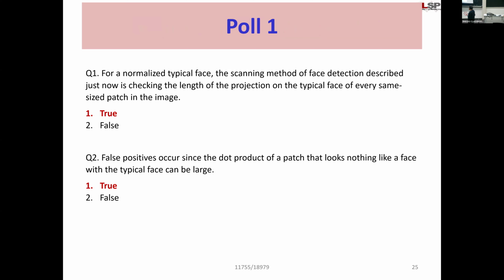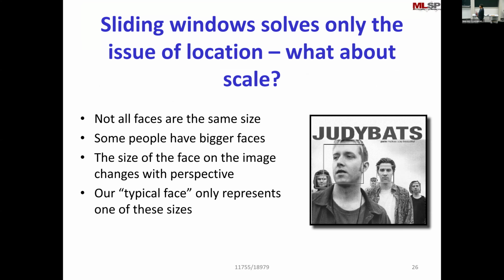Right? For a normalized typical face, the scanning method of face detection is just checking on the length of the projection of the typical face on every same-sized patch of the image. And false positives occur because the dot product of a patch that looks nothing like a face can also be large, like the sink I showed in my intro lecture. So this business of detecting faces gets to be challenging, and sliding windows solve only the issue of location.